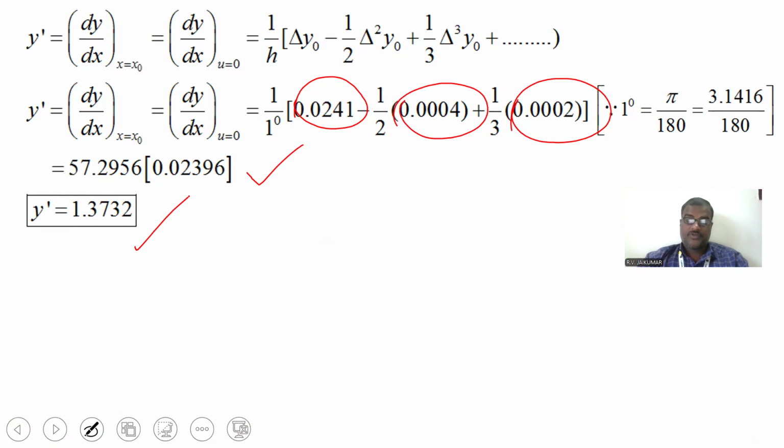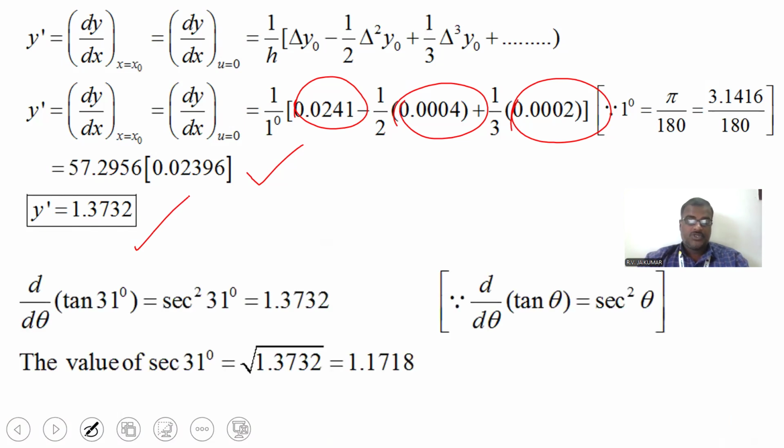because the question is to find secant 31 degree. What we found out here is the y dash value. What is y? Y is tan theta. What is y dash? Secant square theta. We found the secant square. So d by d theta of tan theta, tan 31 degree, equals secant square 31.